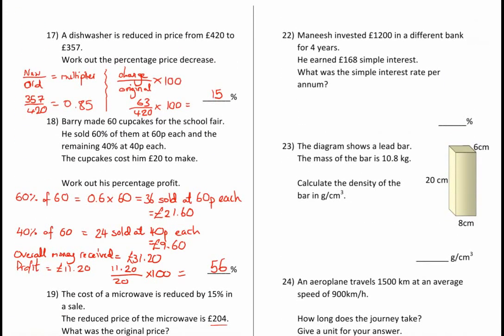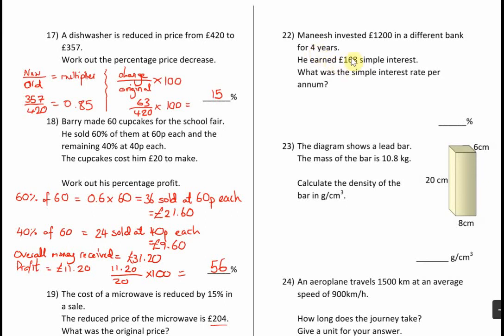Okay, number 22. Manish invested £1,200 in a different bank for 4 years. He earned £168 simple interest. What was the simple interest rate per annum? So annum means year. Well, as you've just seen in the previous question, you just times the amount of interest you get for 1 year by however many years to get the interest.